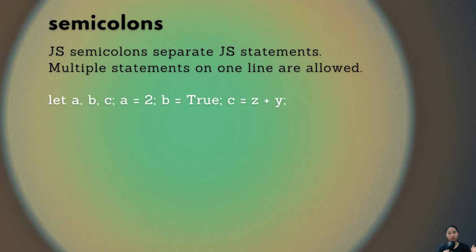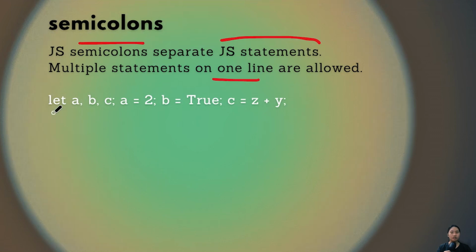Semicolons. Semicolons are very important to JavaScript, unlike Python, Django, or CSS or HTML for that matter. With HTML, you have the opening tag and the closing tag. With CSS, you have the curly brackets. With Python, you have the spacing. For JavaScript, it is the semicolon. The semicolons separate JavaScript statements, and you can also do multiple statements on one line by using the semicolon.